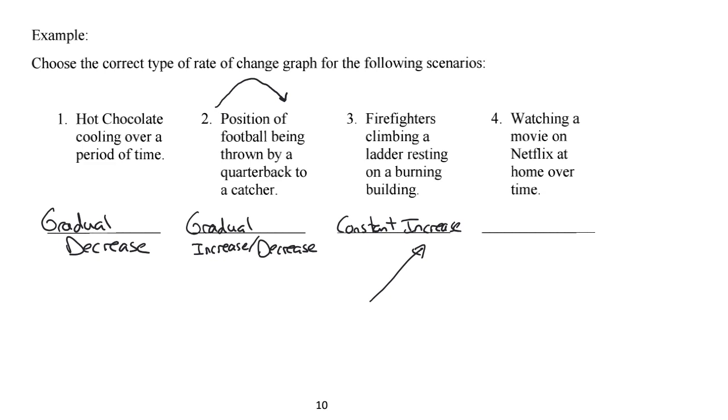How about watching a movie on Netflix at home over time? Now you might wonder, what on earth are we talking about here? Well, the intention here is no change. Basically, you are not moving. You're just sitting there watching TV. So no movement, everything stays constant. You're just sitting there over time in the same position, not going anywhere. So I hope this gives you just a little bit more knowledge about relations and how we talk about relations.